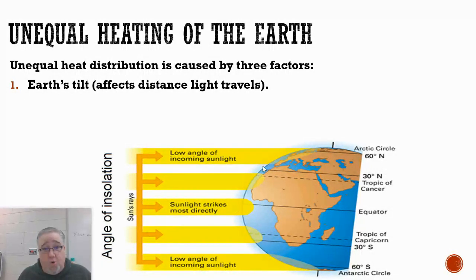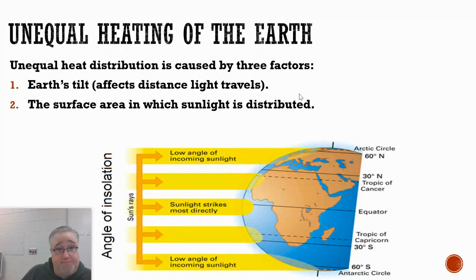The farther you are away from the equator, I don't care if you're going north or you're going south, the intensity of the sunlight is decreased. The distance the light has to travel to reach the earth is much greater up here in the northern hemisphere or the southern hemisphere compared to the equator. So the Earth's tilt affects the distance that sunlight has to travel to reach the surface. Hope that makes some sense.